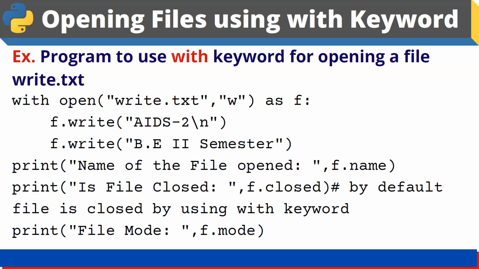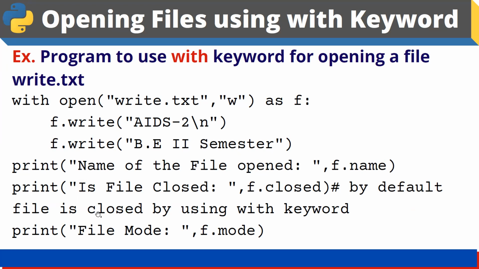So now this is the program in which we use the keyword with for opening a file, write.txt. See here, with is the keyword: with open("write.txt", "w") as f. Here f is the file object. f.write("AIDS2\n") and f.write("BE second semester"). Now print the name of the file opened, f.name. Print whether the file is closed, f.closed.